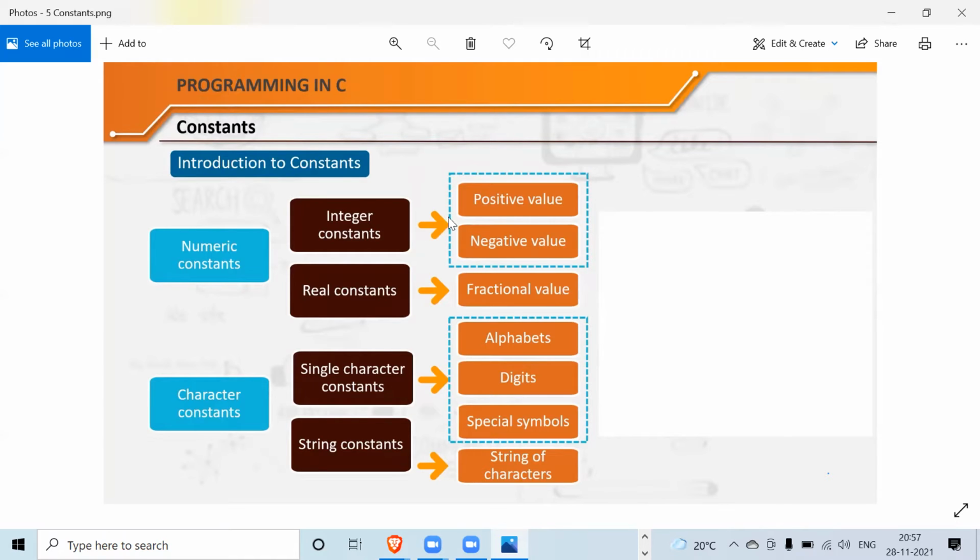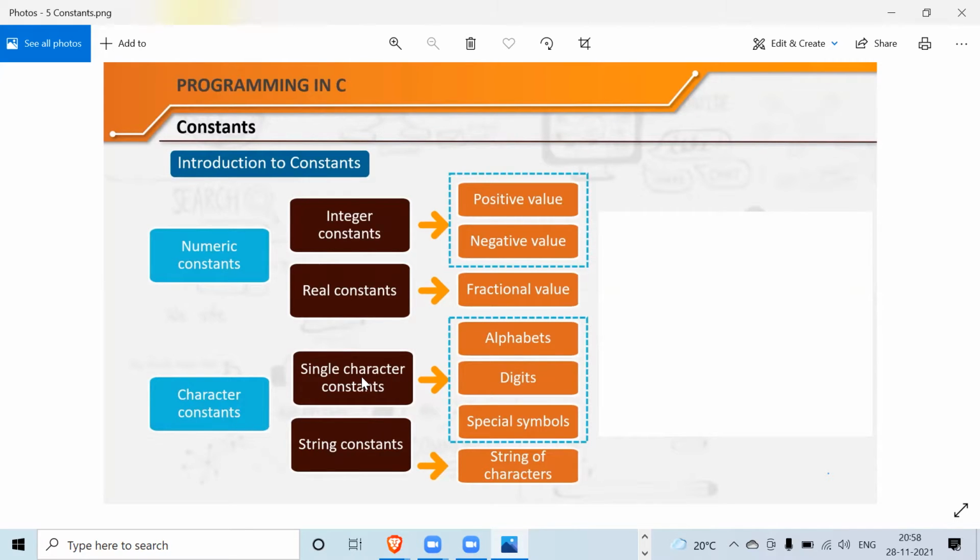Integer constants, now, because integers are both positive and negative, integer constants can have two types of values, that is +1, -1, -10, -5, +7, +8, anything, any integer that's counted in here.